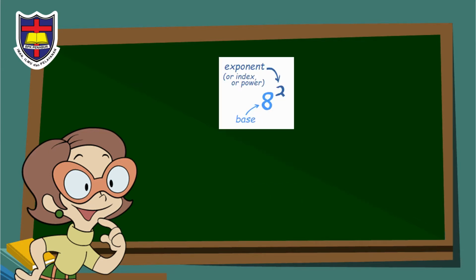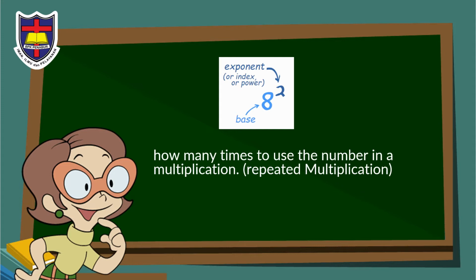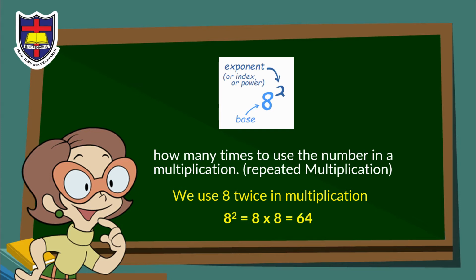So, what is exponent? Basically, exponent is how many times to use the number in a multiplication, or we can call it repeated multiplication. So if we have the example 8 to the power of 2, what does it mean? It means we use 8 twice in multiplication, or we can write it 8 to the power of 2 equals 8 times 8 equals 64.